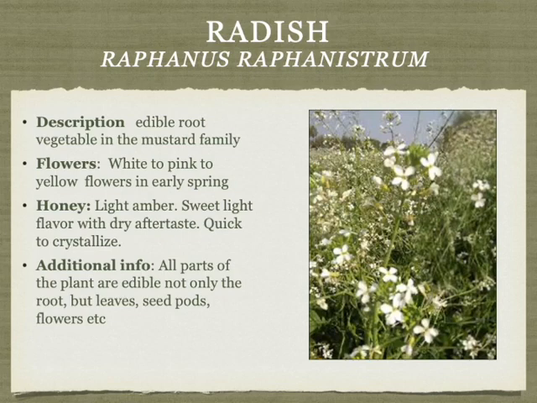Radish is an edible root vegetable, and if you're growing radish for seed to sell the seed to farmers or gardeners, you will need to have insects to pollinate it. If there's enough of a radish field present, the bees can sometimes produce a honey, which is light amber, sweet, light, dry aftertaste, quick to crystallize.